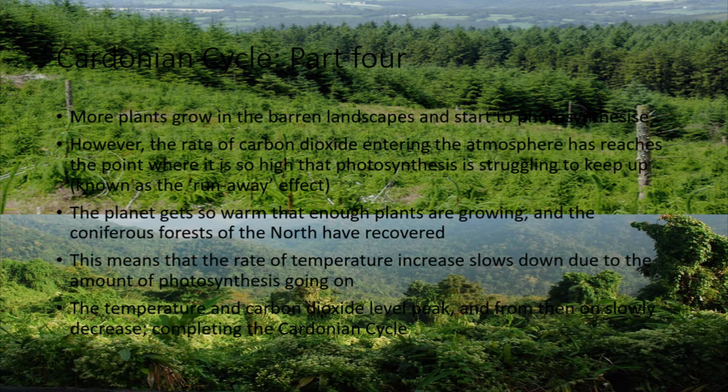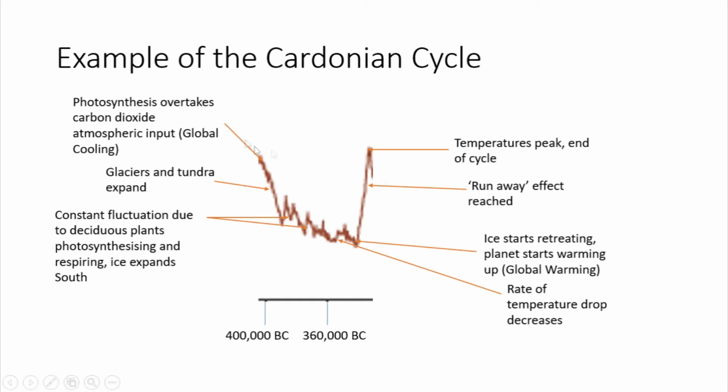The planet gets so warm that enough plants are growing, and the coniferous forests of the north have recovered fully. The temperature increase slows down due to the amount of photosynthesis going on. The temperature and carbon dioxide levels peak, and from then on slowly decrease, leading to the beginning of the cycle again. And here's an example of how it works.